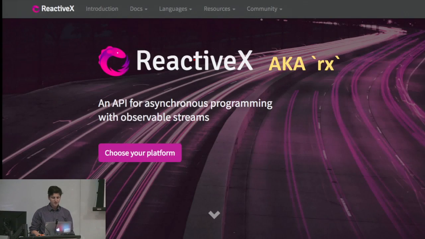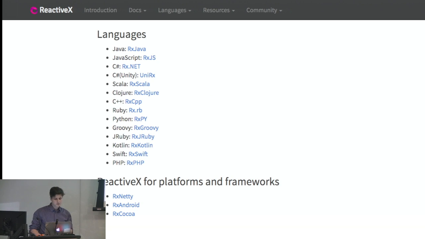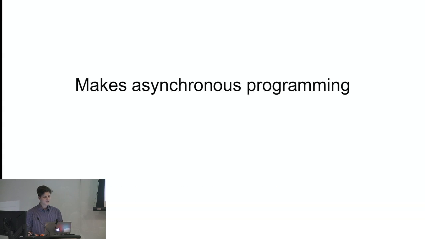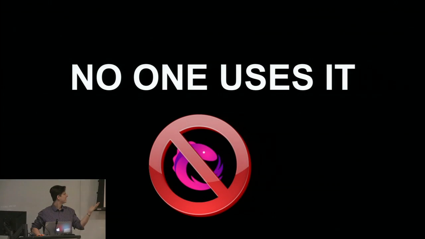So yeah, ReactiveX. I'm going to spend most of my talk talking about this. ReactiveX is a library or a set of libraries, also known as Rx. ReactiveX combines the observer pattern with the iterator pattern and functional programming with collections to fill the need for an ideal way of managing sequences of events. That sounds pretty cool. It's implemented in quite a number of languages, with poor PHP down at the bottom. And it makes asynchronous programming really, really awesome. So awesome that nobody uses it.